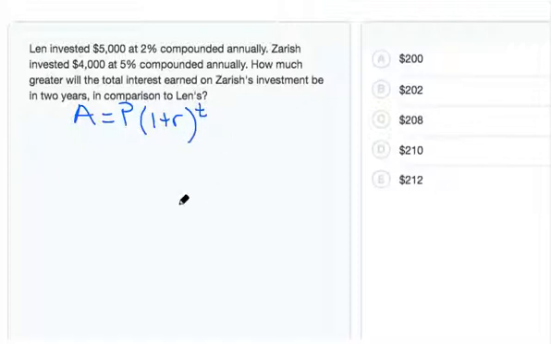In this equation, A represents the value of the investment with interest, P represents the principal or initial amount, R is the annual interest rate, and T is the time in years. Now let's calculate the value of each investment with interest, then subtract the initial investment, leaving us with only the amount for the interest earned. We'll start with Zaresh's account, and once we're done with Zaresh, we'll go ahead and find Len's.